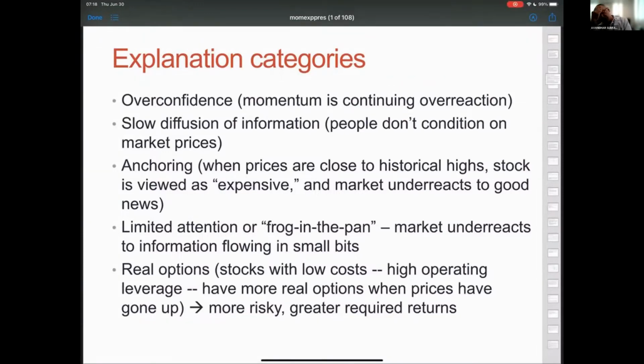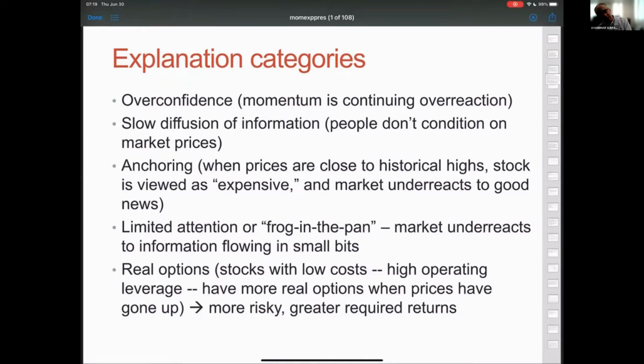So one class of stories says that momentum arises due to overconfidence. And so the logic there is that if somebody invests in a stock, the price goes up, and that investor gets good information about the stock, they buy more stock, so the price goes up more. But if they get bad news about the investment, they don't want to recognize that they made a mistake, so the price doesn't go down, they don't sell, right?